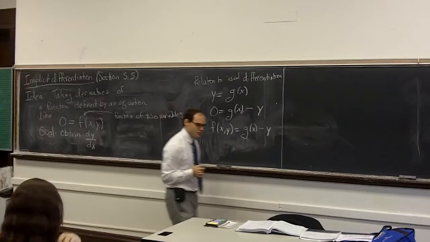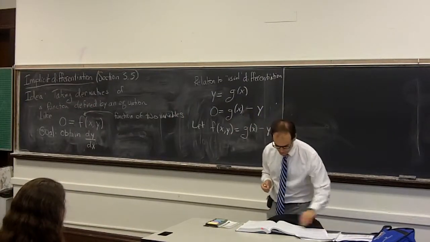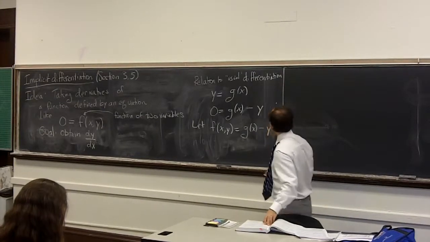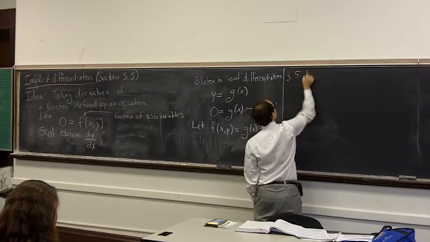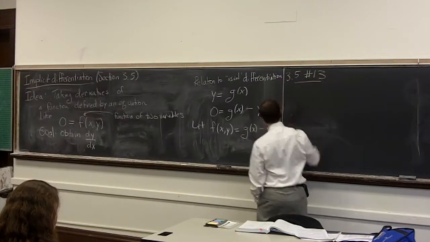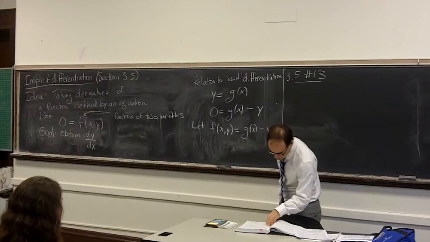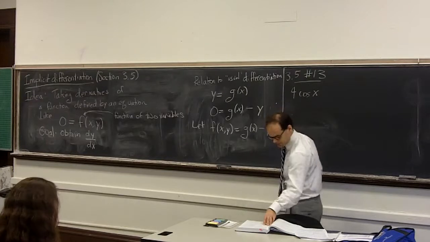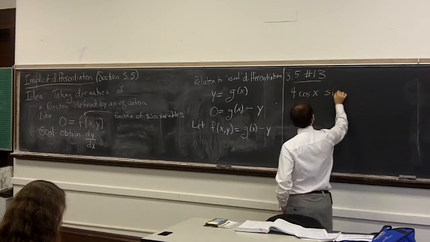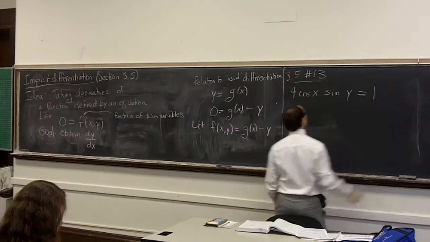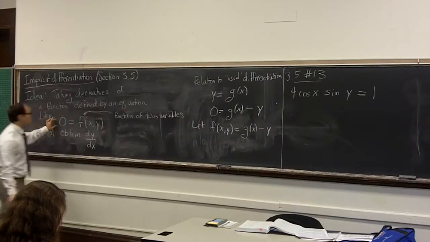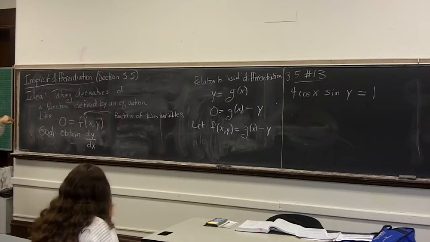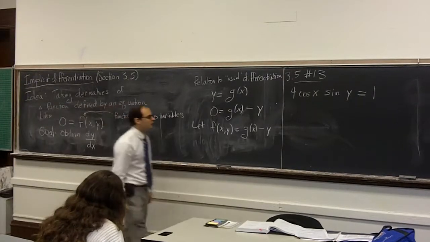Well, it's probably best shown by example. Let's grab an example from your book. Maybe let's look at number 13 in 3.5. And this one says the following. 4 cosine of x times sine of y is equal to 1. You can see it's just about in this form here. Instead of it being equal to 0, it's equal to 1. You can fix that by moving the 1 over to the other side. Doesn't really matter too much.